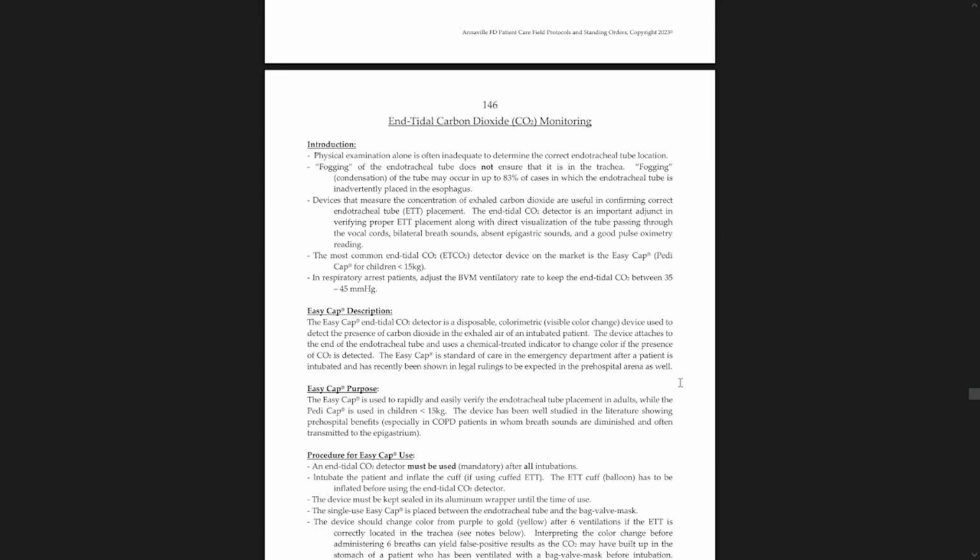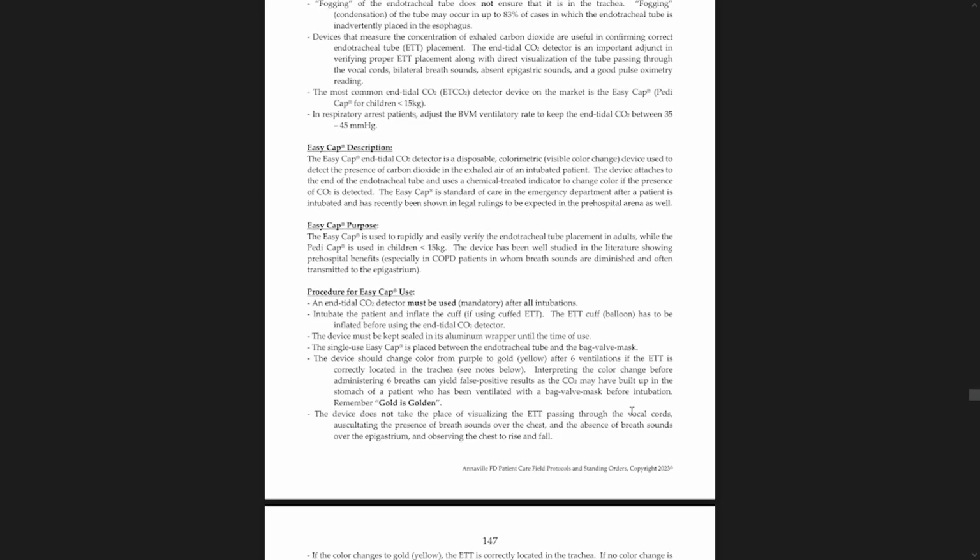Devices that measure the concentration of exhaled carbon dioxide are useful in confirming correct endotracheal tube placement. The end-tidal CO2 detector is an important adjunct in verifying proper ETT placement, along with the direct visualization of the tube passing through the vocal cords, bilateral breath sounds, absent epigastric sounds, and a good pulse oximetry reading. The most common end-tidal CO2 detector device on the market is the EasyCap, and the PediCap for children less than 15 kilograms. In respiratory arrest patients, adjust the BVM ventilatory rate to keep the ETCO2 between 35 to 45 units.